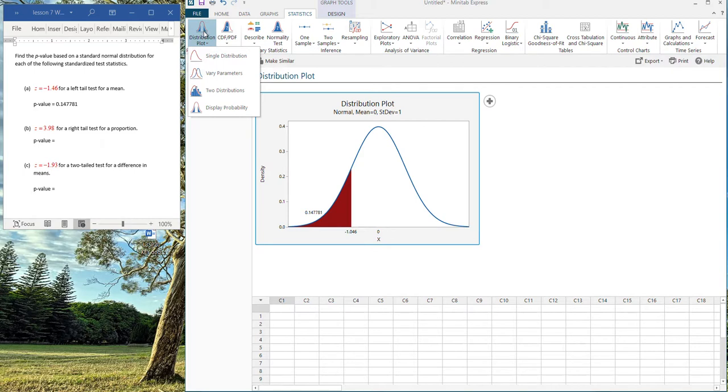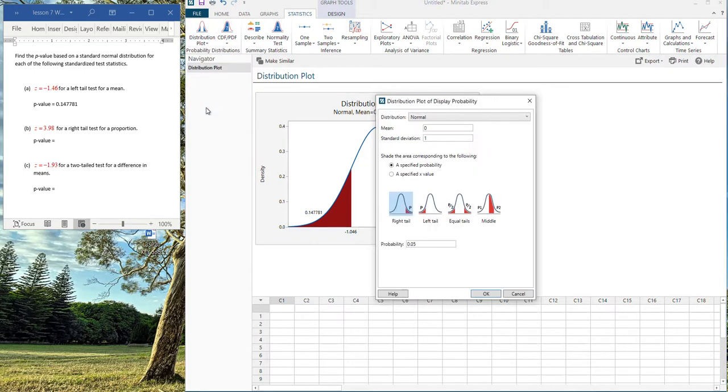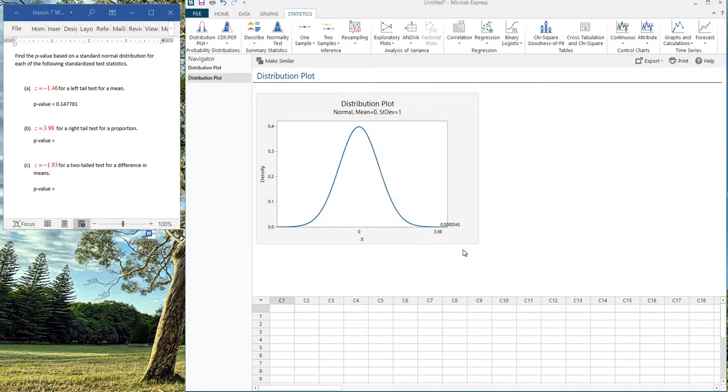Okay, for part B, we want a right-tailed test p-value. Again, specify x value. Okay, we're on right-tailed, and the test statistic value is 3.98. Click OK. Okay, notice here the tail area is so small you don't even see that red shading, but at any rate, we're given that area, and it's for all intents and purposes 0.